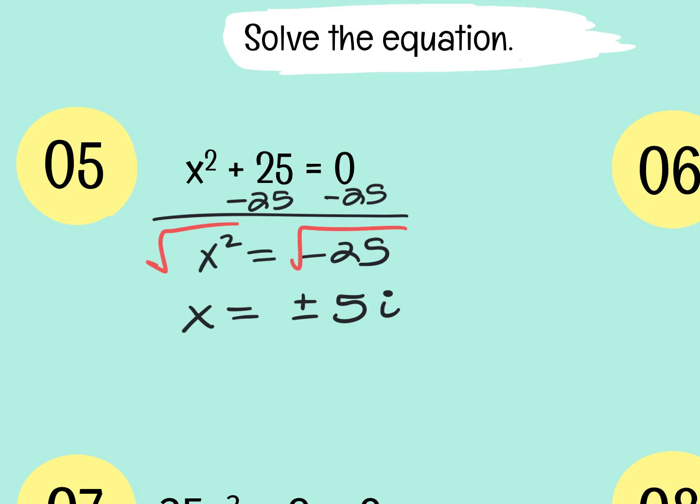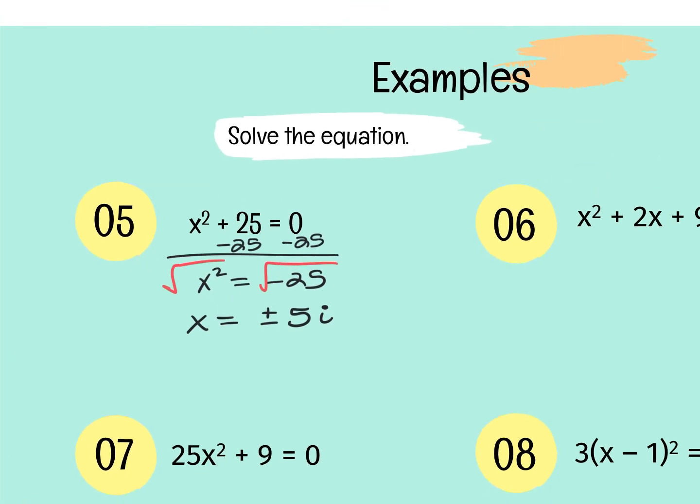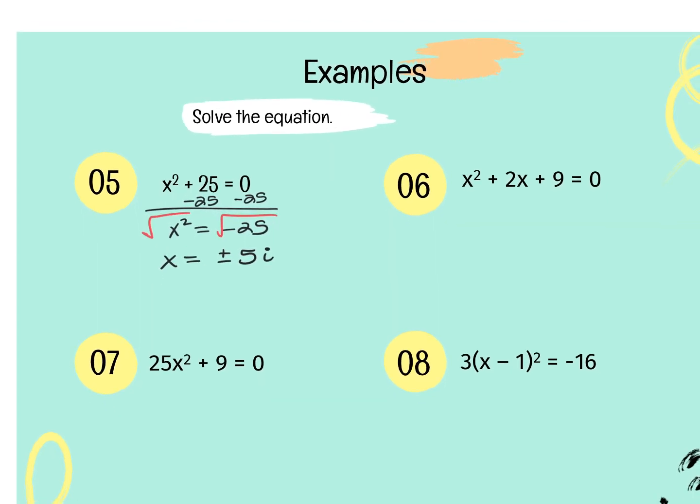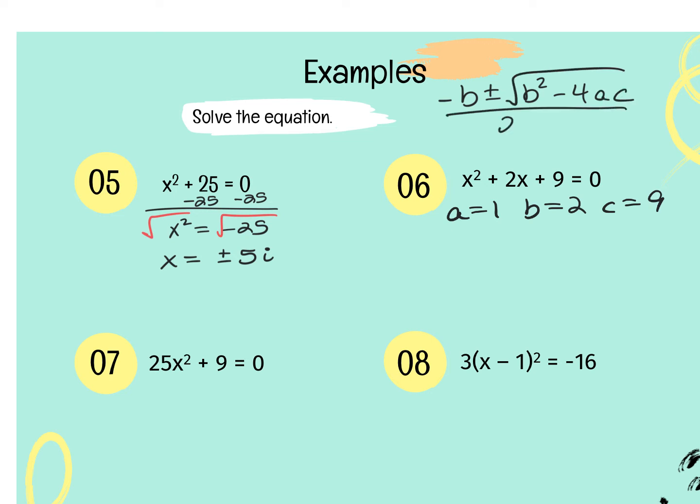Number 6. First glance, you might think, oh, that might be a perfect square trinomial, but there are no factors of 9 that'll give you 2. So this one I'm going to do quadratic formula just to mix it up. You could also do completing the square. So notice my a term is 1, my b term is 2, my c term is 9. I'm going to go ahead and plug it in to negative b plus or minus the square root of b squared minus 4ac, all divided by 2 times a.